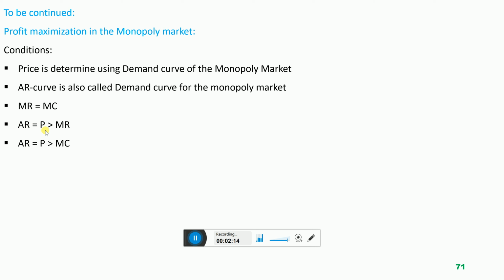And another condition in the monopoly market: always average revenue or price of the company will be greater than marginal revenue, and always average revenue will be greater than marginal cost. So these are the important conditions about the monopoly market.